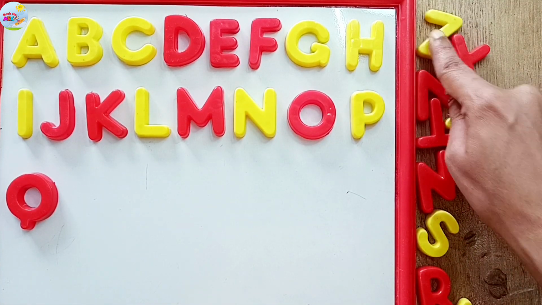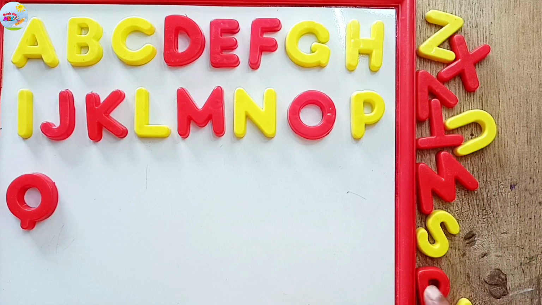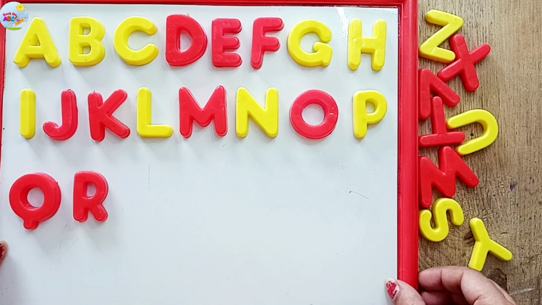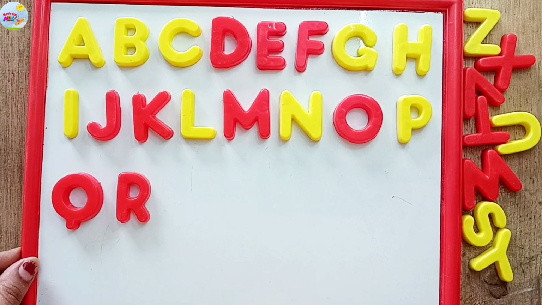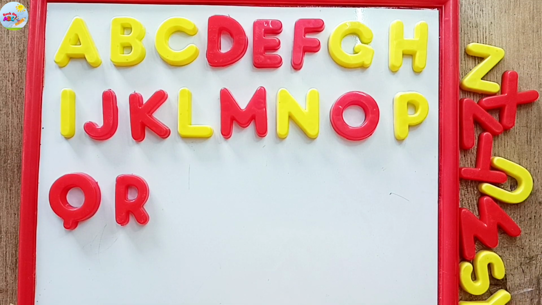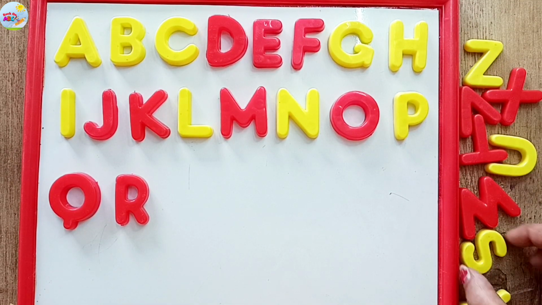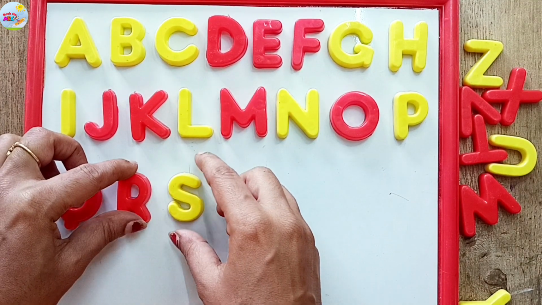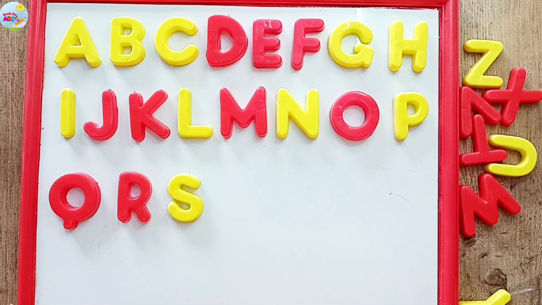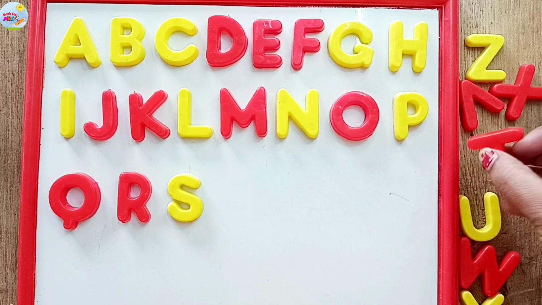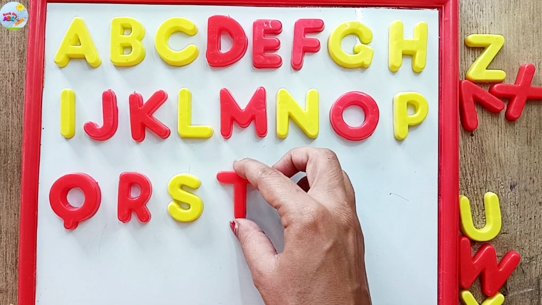Where is R? Yes, this is R. Keep it here. Now next is S. Where is S? This is S. Now next let's find out the T. Where is T? Yes, this is T. Keep it here.